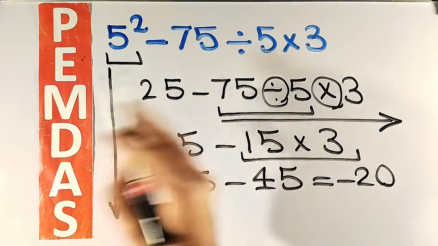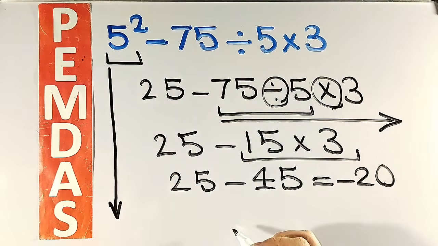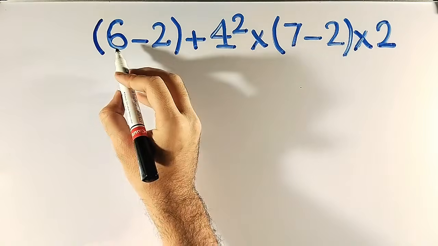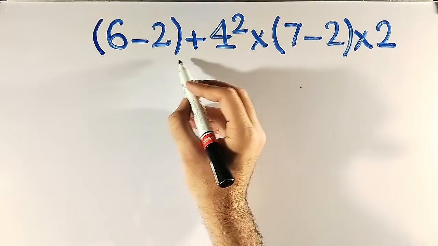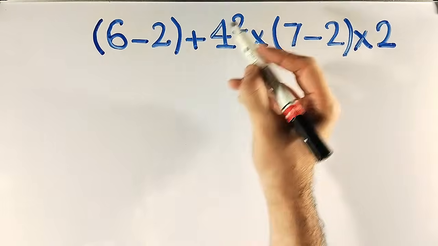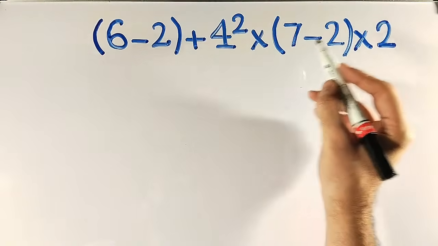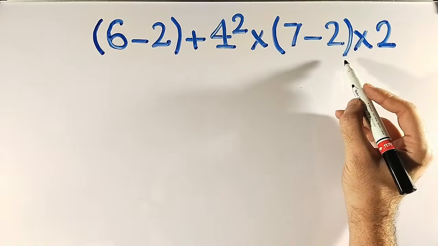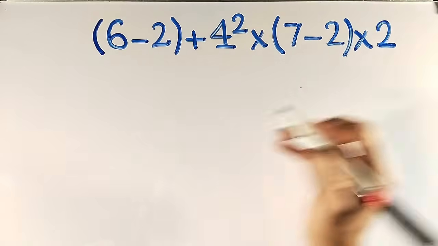Okay, let's solve the final math question together. What is the value of the expression 6 minus 2 inside the parentheses plus 4 squared multiplied by 7 minus 2 inside the parentheses and multiplied by 2?